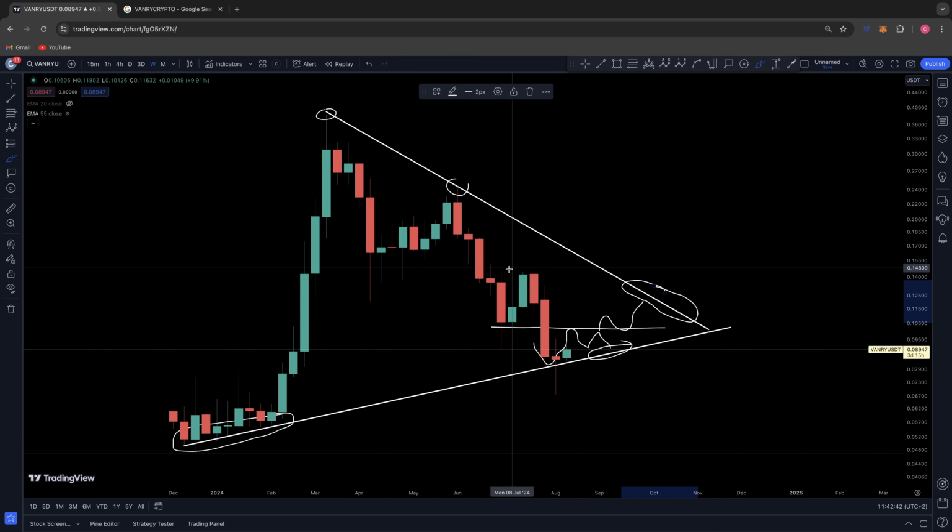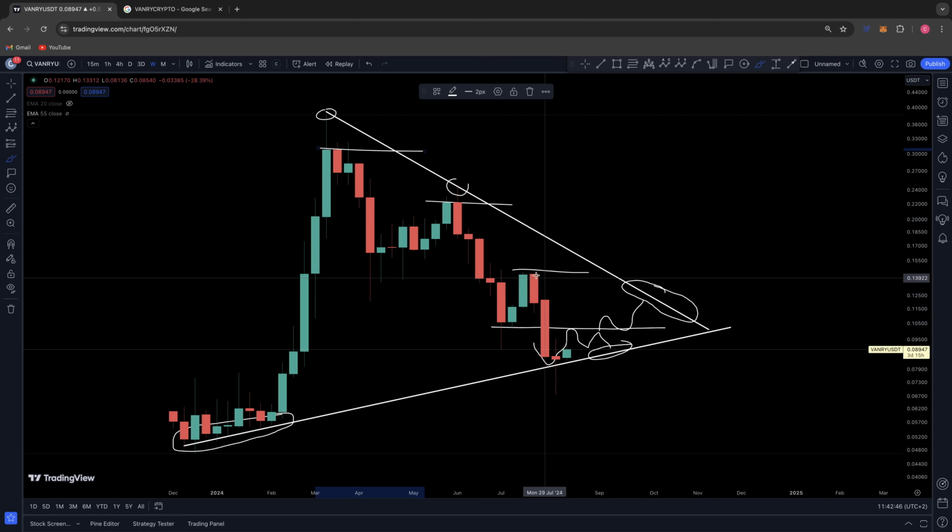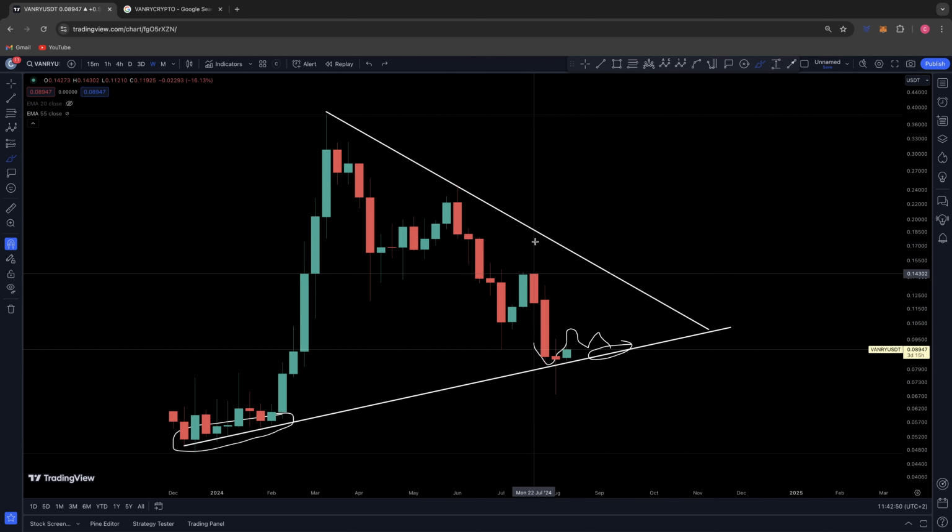So if we can start getting back above 10 cents eventually, it would also have to start breaking above this descending resistance in order to start going back to those highs that I had on earlier at 14, 22 and 31 cents. So key things to take away.